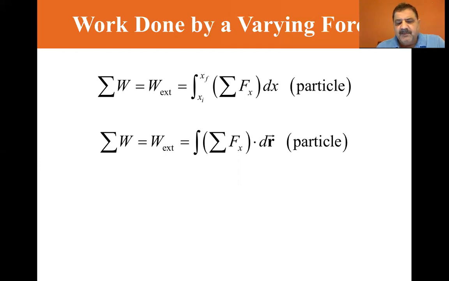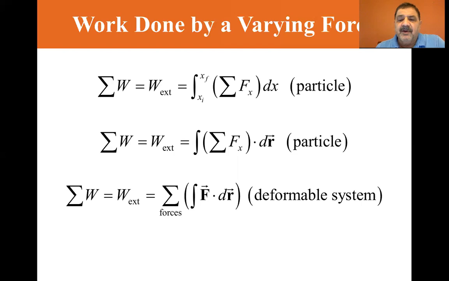The different forces on the system may move through different displacements. We must evaluate the work done by each force separately and then add the works algebraically to find the net work on the system. So notice here on the deformable system how the sum, the big sigma symbol, is the sum of the integrals of the forces. It's just a movement of the sum, the sigma, from inside the integral to outside the integral. So you take the integral first and then you sum all of them together.